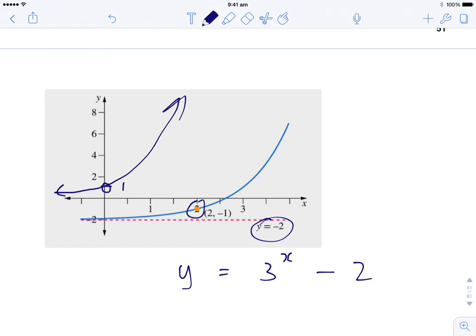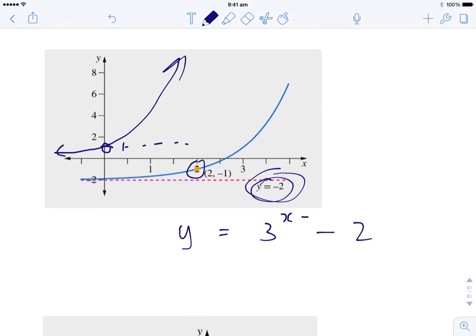I can also see here it has been shifted across 2, and that's it. And then we'll have that point, and it's shifted down 2 because we've got this transformation here. So I'm going to adjust this one and say that this is 3 to the x minus 2, minus 2.